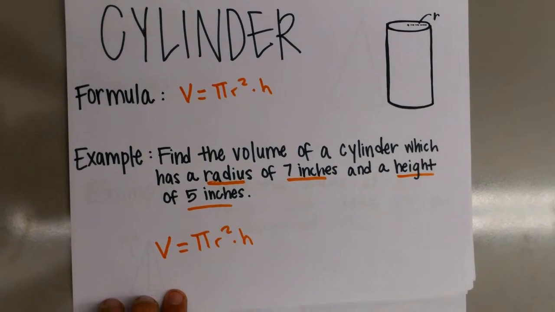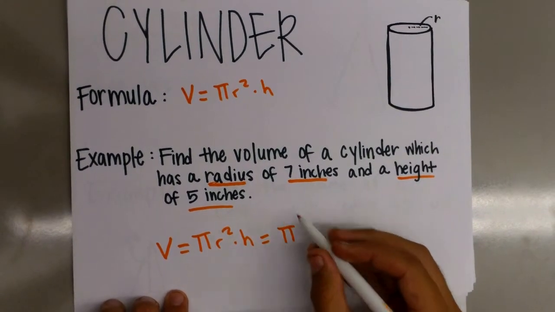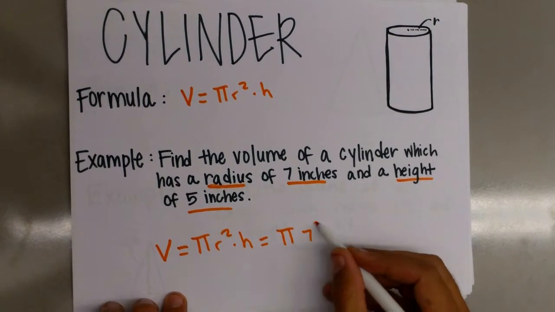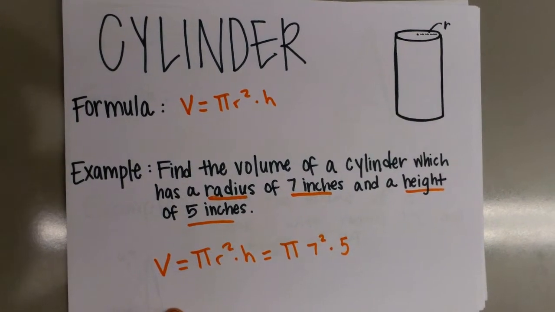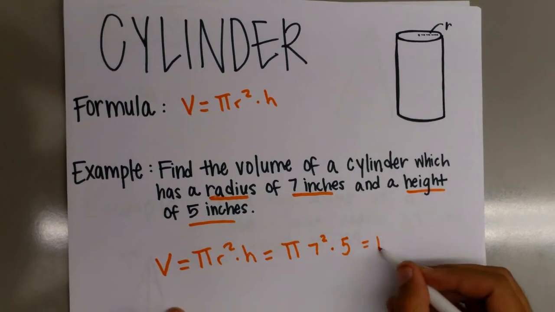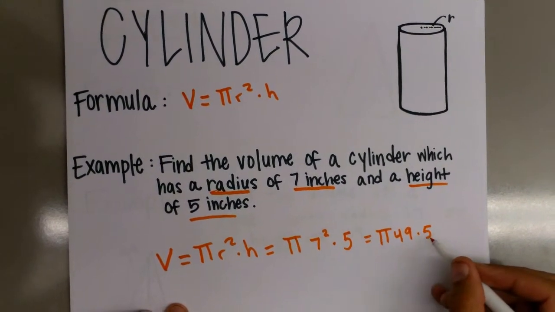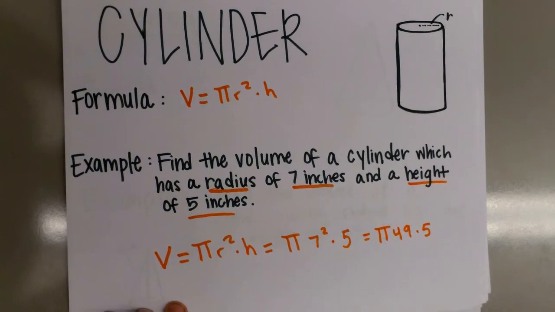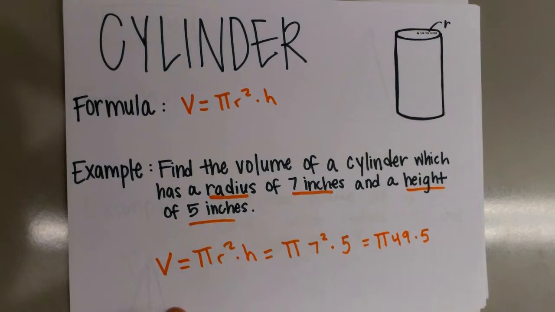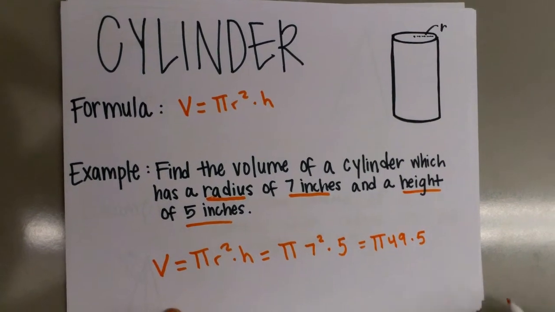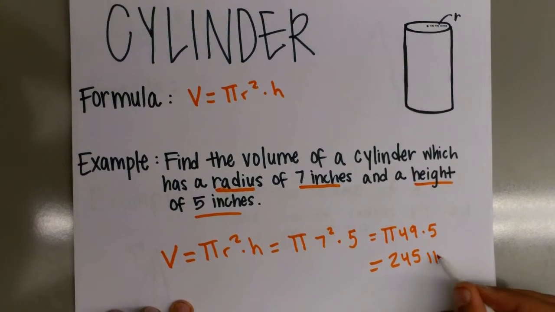So to substitute these in, or plug them in, we can say volume equals pi times 7 squared times our height of 5. 7 squared is 49, so we have pi times 49, and multiply that by 5. And 49 times 5, got my calculator here, is 245. So we can just leave this at 245 pi.